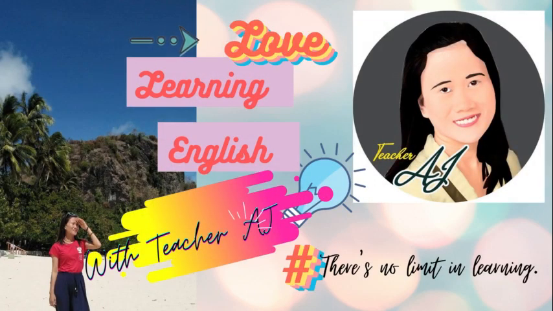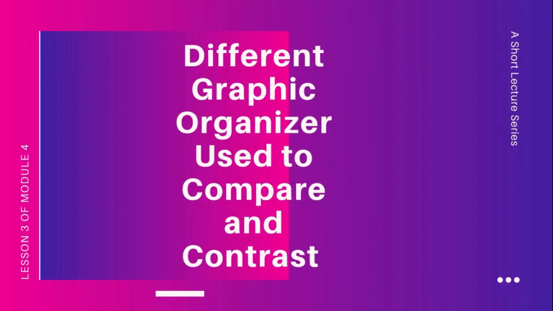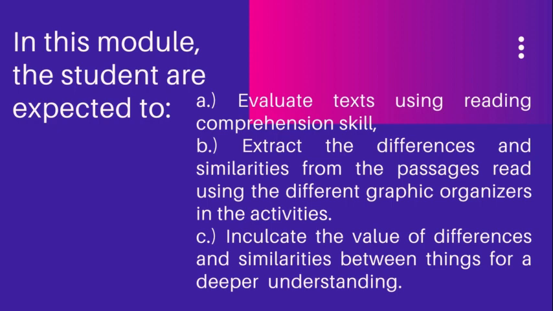And we are now down to our lesson 3 of Module 4. And we will be discussing the different graphic organizers used to compare and contrast. So in this module, you're expected to evaluate text using reading comprehension skill. Extract the differences and similarities from the passages read using the different graphic organizers in the activities and inculcate the value of differences and similarities between things for a deeper understanding.